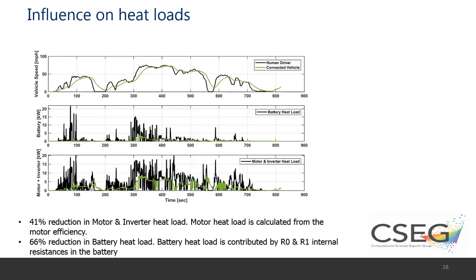So what does that mean in terms of heat loads of the battery and the motor? If you look at the bottom two graphs, the black line shows the battery heat load with the human driver, and in the bottom graph, it's the motor heat load with the human driver. And the green line shows the heat loads with the connected vehicle driver. So you'd see that even though the vehicle driving profile is similar, a lot smoother, but similar, the peak heat loads for both battery and the motor come down quite a bit. So we're seeing a 41% reduction in motor heat load and 66% reduction in the battery heat loads.